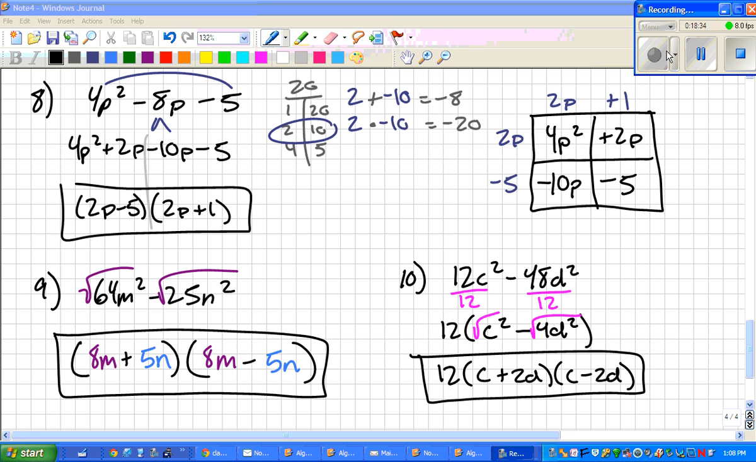Okay, take the square root of both of those. The square root of c squared is c. The square root of 4d squared is 2d. And remember, one's a plus, one's a minus, and don't forget about that 12.